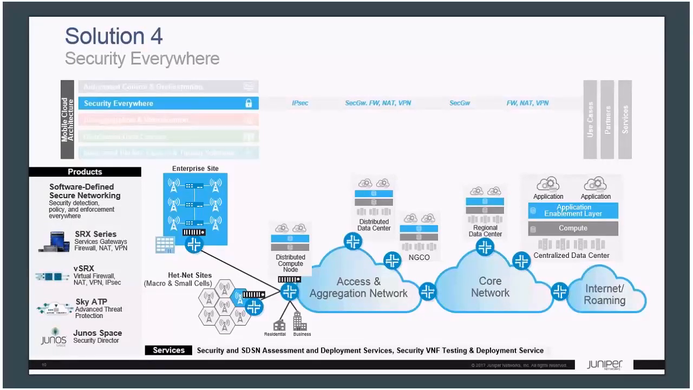Lower left, you can see our portfolio of security products. In general, Juniper's strategy, as I mentioned, or approach is towards software-defined secure networking, which provides security everywhere. Now, specifically, our products called out here: SRX series, which are our services gateways; vSRX, which is our virtual firewall; Sky ATP, which offers advanced threat protection; and also Junos Space Security Director.